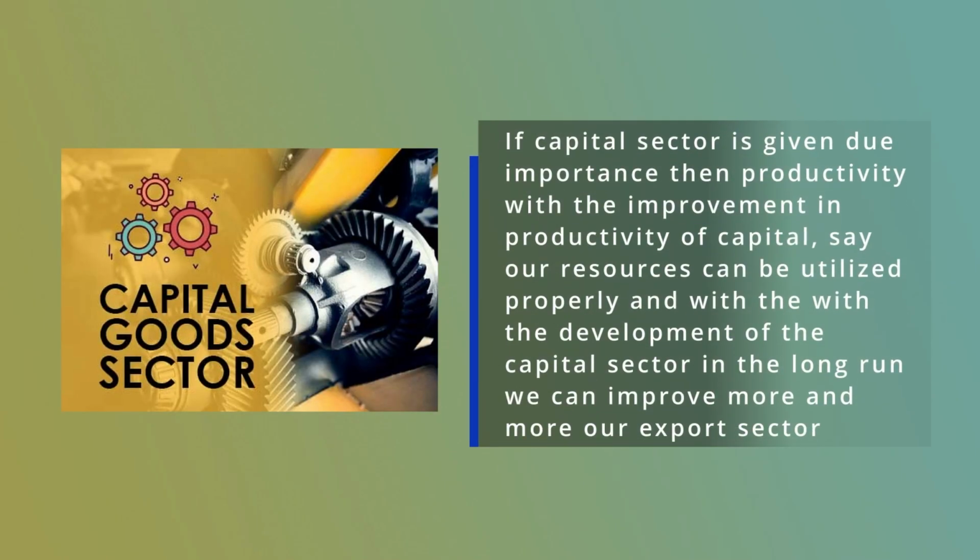Now, still, the Indian planners gave more importance to the capital sector, because they believed that if the capital sector is given due importance, then with the improvement in the productivity of capital, our resources can be utilized properly, and with the development of the capital goods sector, in the long run we can improve our export sector more and more. Okay, and the second 5-year plan model, as we know, followed the Mahalanobis plan model, which gave more importance to the expansion of heavy industries.